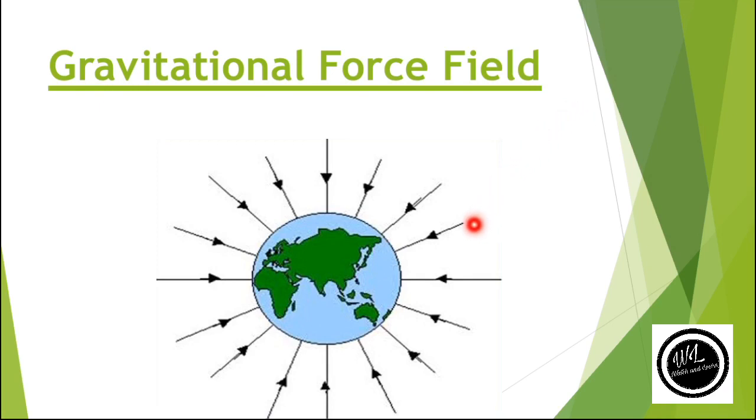So we can also say that this field is directed towards the center of the Earth, and the gravitational field becomes weaker as we go farther and farther away from the Earth. If a body is close to the Earth, then it is in the gravitational field, and the field force will be greater. But if the body is moving away from the center of the Earth, then the gravitational field force will be smaller or weaker.